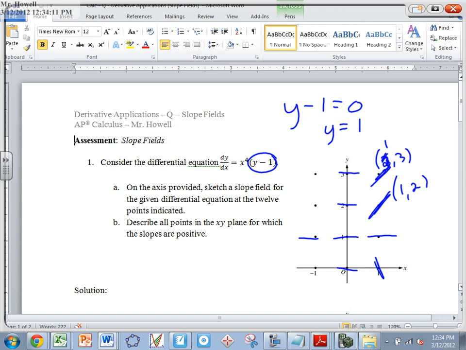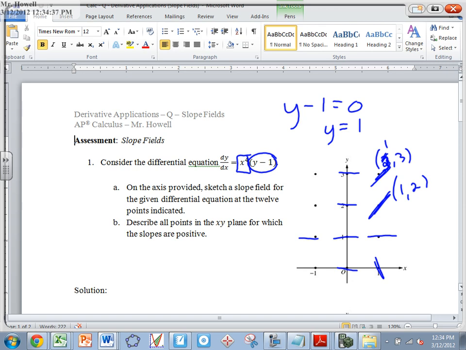Why is this still negative? Because of the even power, very good, Josh. Because of the even power, x to the 4th, if you plug in negative 1 for x to the 4th, you're going to still have positive 1. And then you're going to have a 0 for the y value, which gives you a negative 1 here.